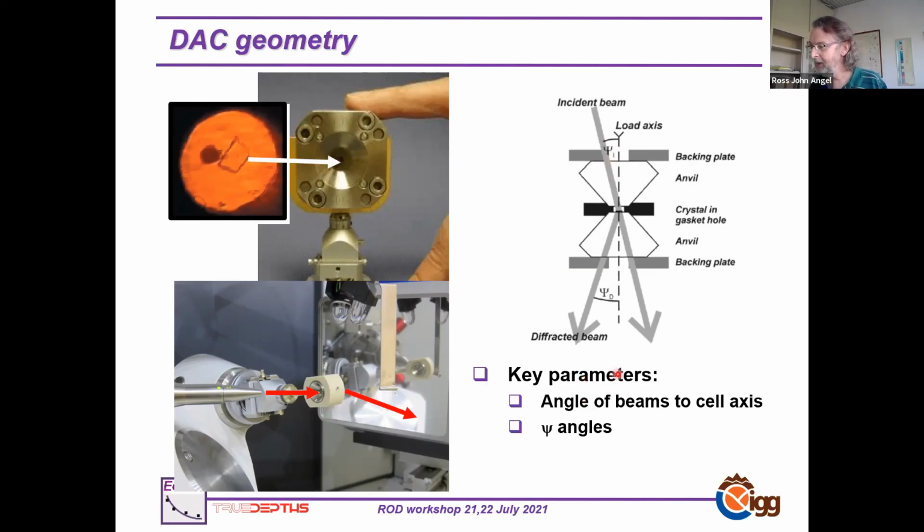So the key parameters for making corrections, or the key parameters for determining absorption, are the angles of these beams to the cell axis. And in the good old days, we used to call these psi angles. So you'll hear me referring to them as the psi angles, and there's two of them for every reflection. The angle of the incident beam to the load axis, psi I, and the diffracted beam to the load axis, psi D.